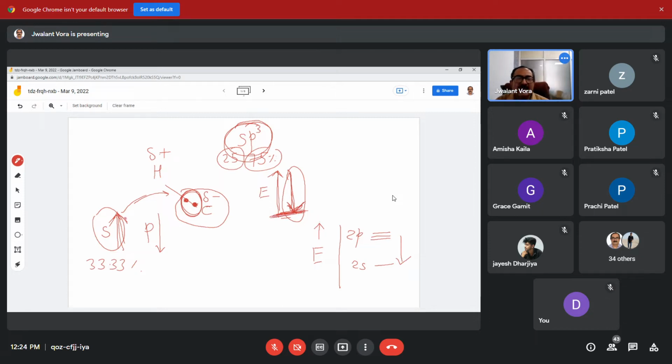But this S character flow has been increased on this side. So definitely P character flow will be there on the opposite side. Let us talk about the carbon and fluorine bond. Fluorine atom is more electronegative than carbon atom. So fluorine atom will become delta negatively charged, carbon atom will become delta positively charged.